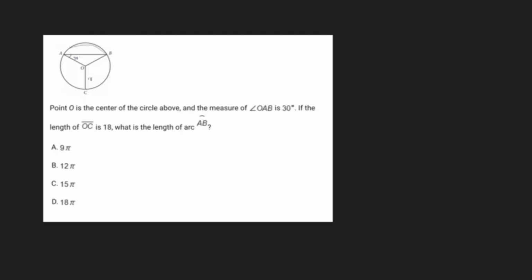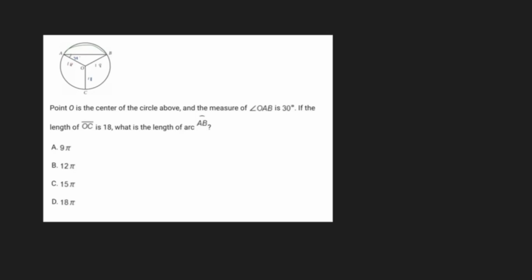Well, the first thing to note here is that OC represents the radius, right? Because it goes from one point on the circle to the center, we know that the radius has a value of 18. Now the same thing happens from B to O, as well as A to O. And therefore we know that the side length of AO is going to be 18, and the side length of BO is also 18.